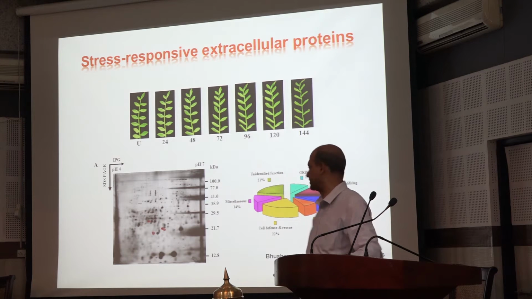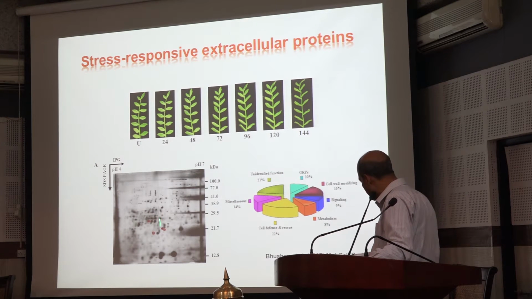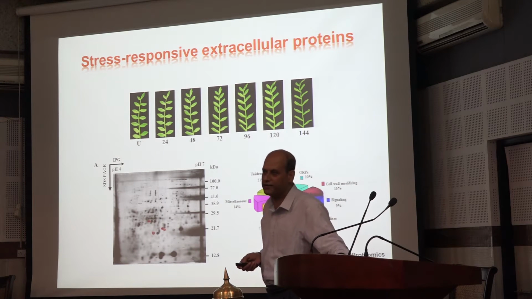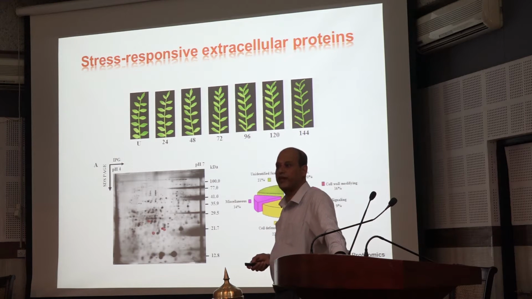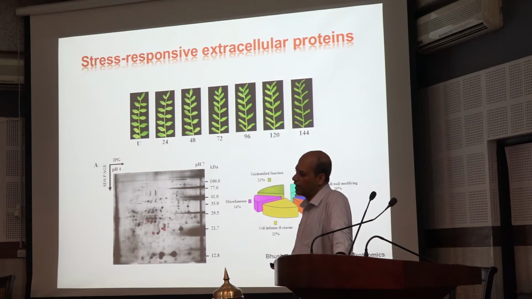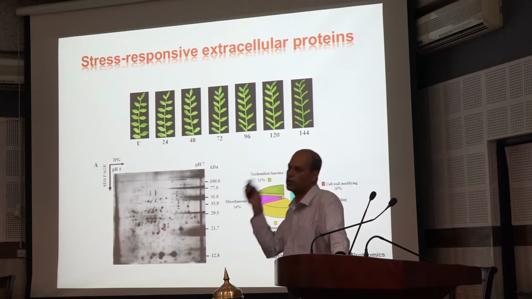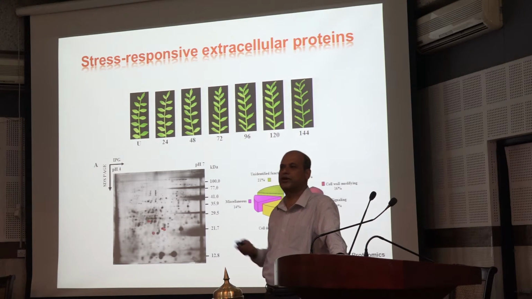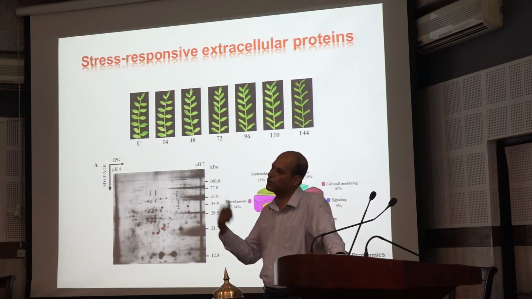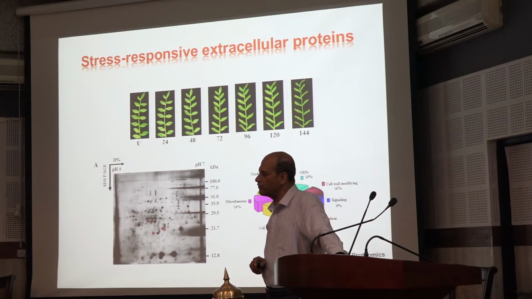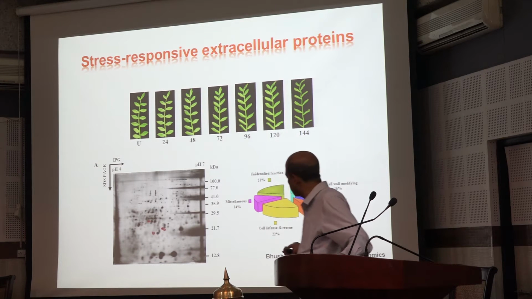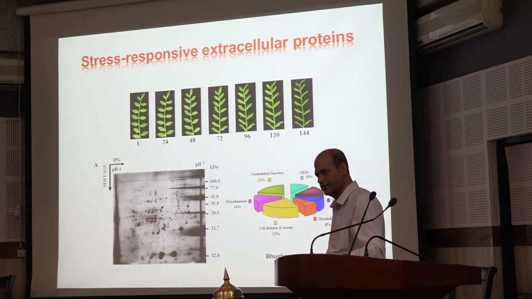Now how did we do it? Can you see these red circle marks? These four proteins, when we identified them, appear to be ferritins. Ferritins are ubiquitous proteins. Ubiquitous means that it is present in all sorts of organisms: prokaryotes, plants, animals, lower eukaryotes, higher eukaryotes. Particularly, ferritins in plants are called phytoferritins. Am I right? So all these proteins are phytoferritins.